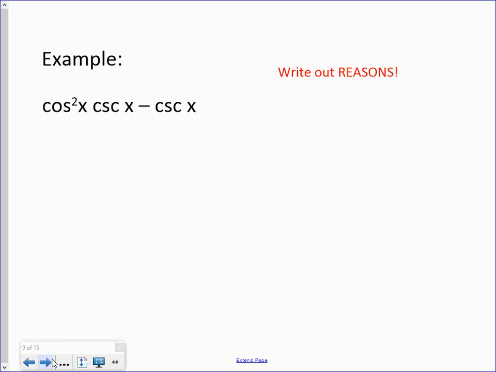Does anybody else have a different idea besides dividing by cosecant x? I thought I saw another hand out there. No other ideas? Okay, so we could try factoring cosecant x out of both terms. I think that's allowable. If you factor cosecant x out of the first term, what's left over? Cosine squared. And when you factor cosecant x out of the back term, what's left over? Minus 1. So don't forget, it's not just going to disappear. There's a placeholder there, minus 1. So that if I redistribute the cosecant x, it's the original problem, right? And my reason for that would be factoring.